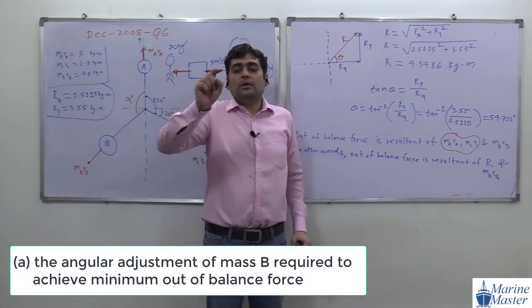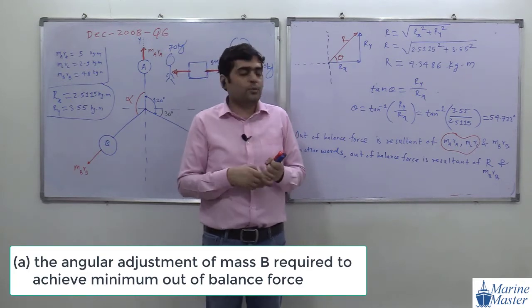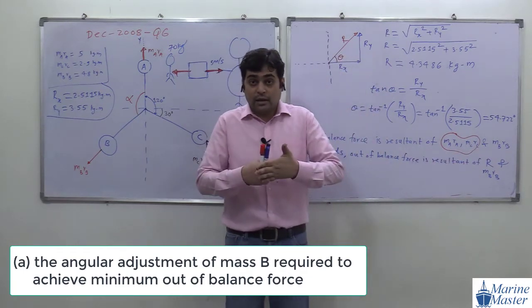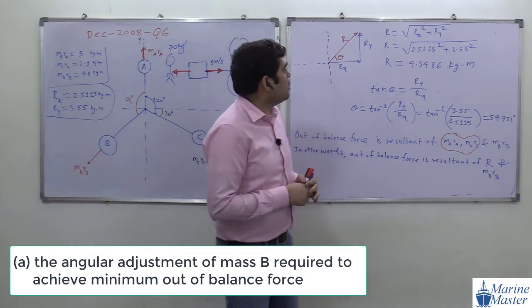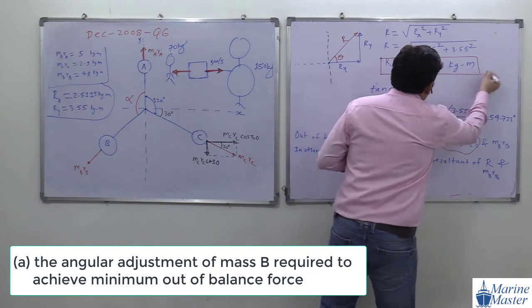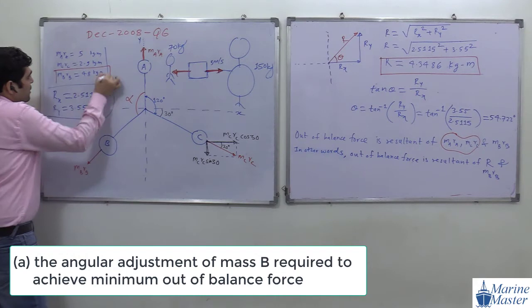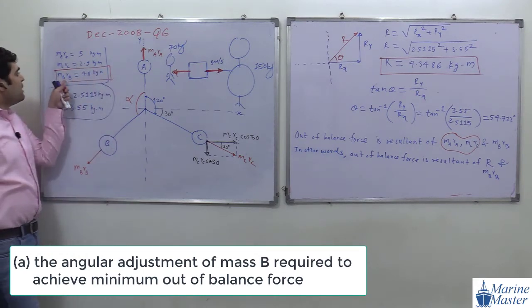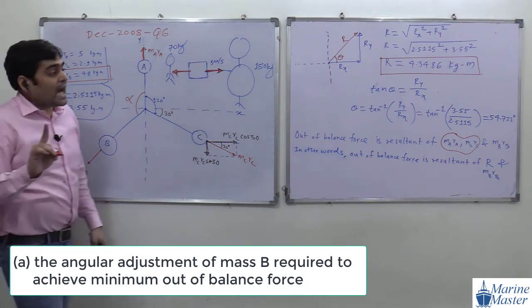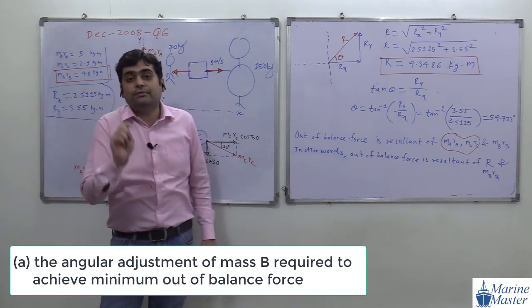Now if you want zero out of balance force, these two forces must be equal and opposite. But what is the value of R with us? 486. And what is the value of MBRB? 4.8 kg. So R and MBRB are not equal in values.